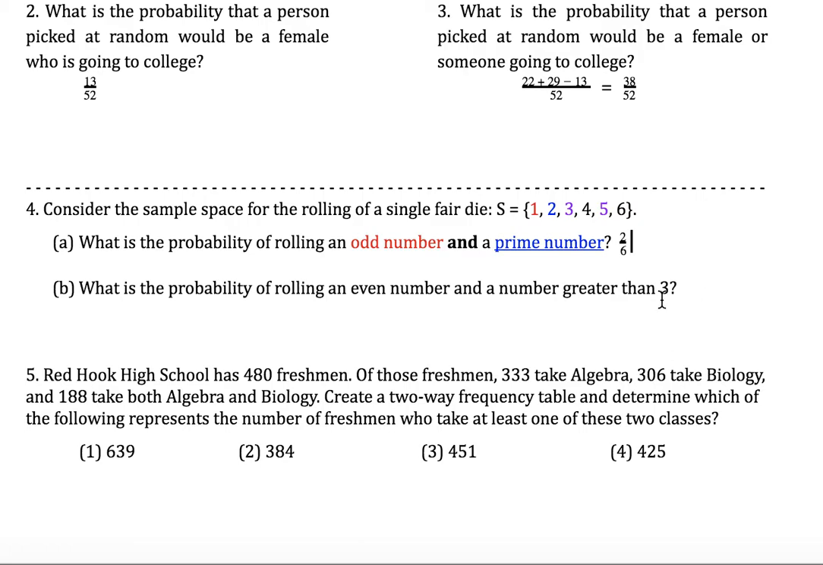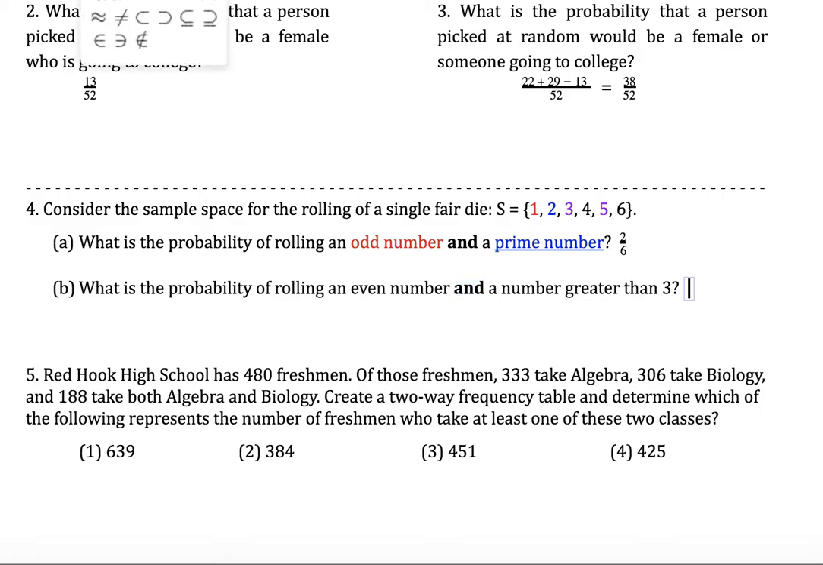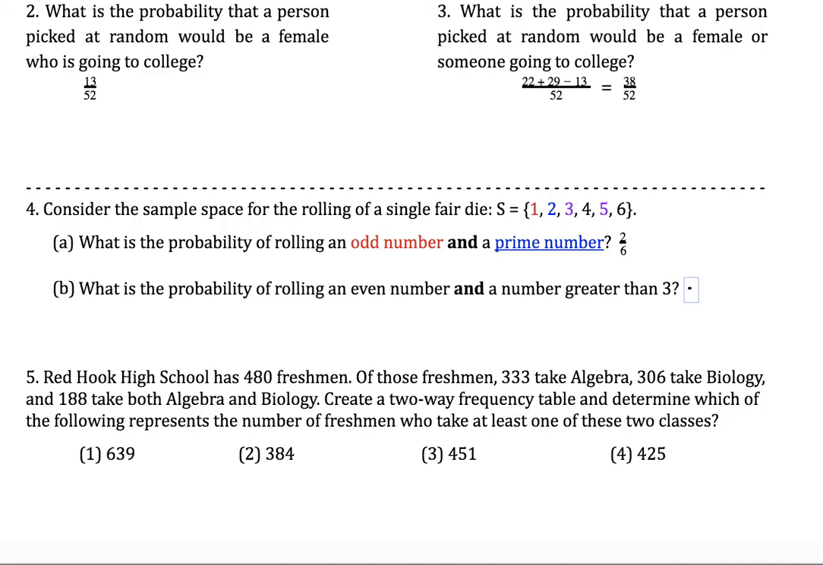Okay, let's go down to B. What is the probability of rolling an even number and a number greater than 3? So let's do this again. There are 6 total outcomes we're working with in our sample space. I'm going to do color coding. Let's see now. I'm going to switch it black to black so we can start all over again.